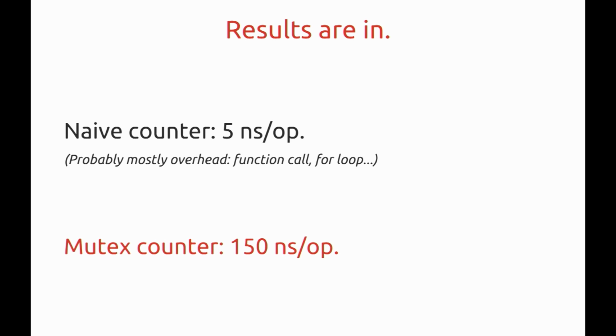Our mutex counter is frustratingly slow compared to that. On the other hand, 150 nanoseconds, that might be OK, right? Perhaps we're fine. The problem is our benchmark is not very realistic. Why did we introduce mutexes in the first place? We introduced them to be concurrency safe. Our benchmark is not concurrent at all. We need a concurrent benchmark to actually see how fast this is.